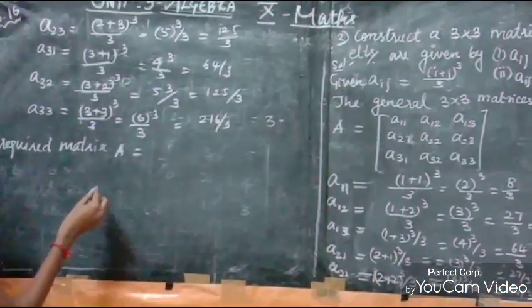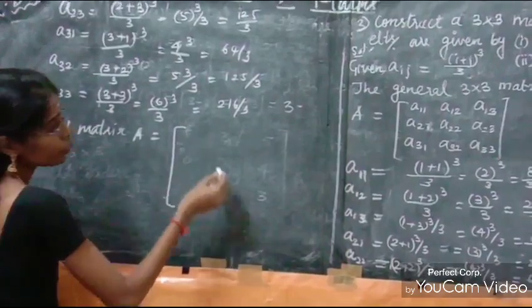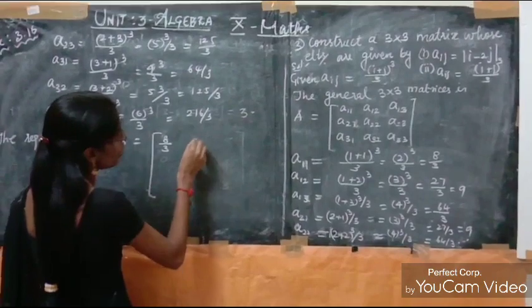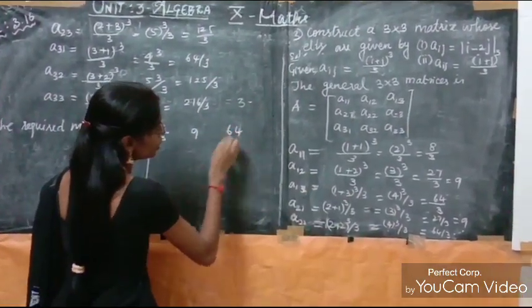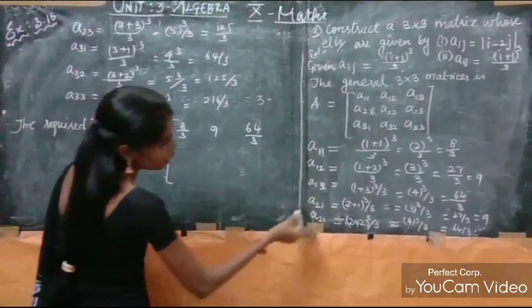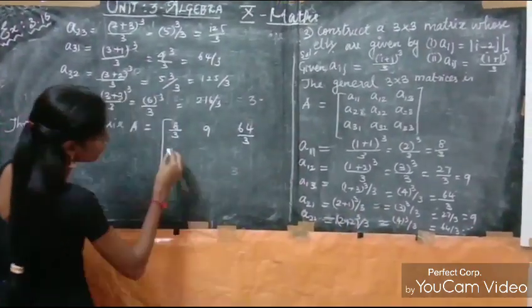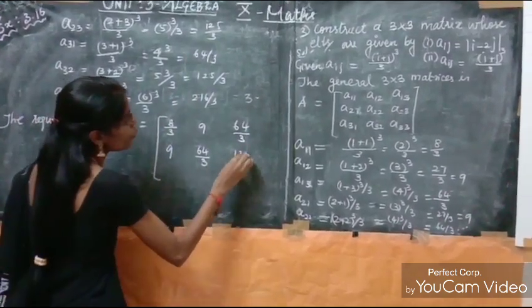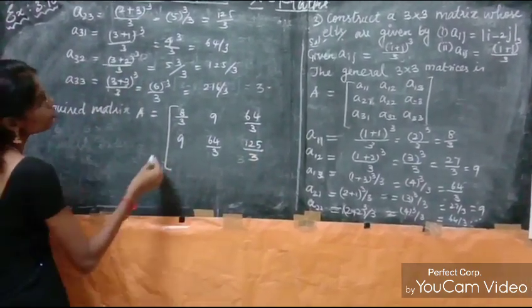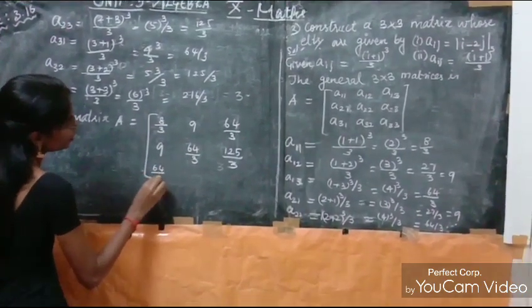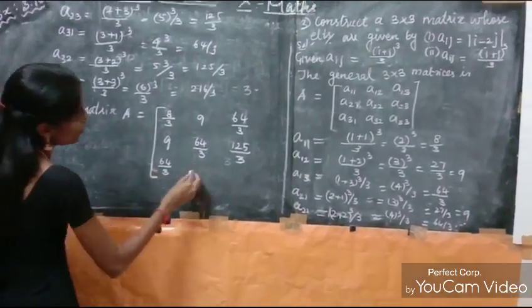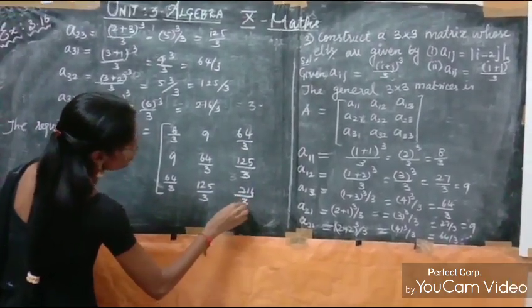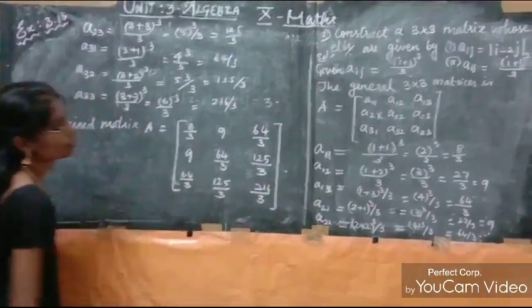The required matrix A is equal to: A11 is 8 by 3, 9, 64 by 3. Next, second row A21: 9, 9, 64 by 3, 125 by 3. Third row: 64 by 3, 125 by 3, 216 by 3. This is the required 3 cross 3 matrix.